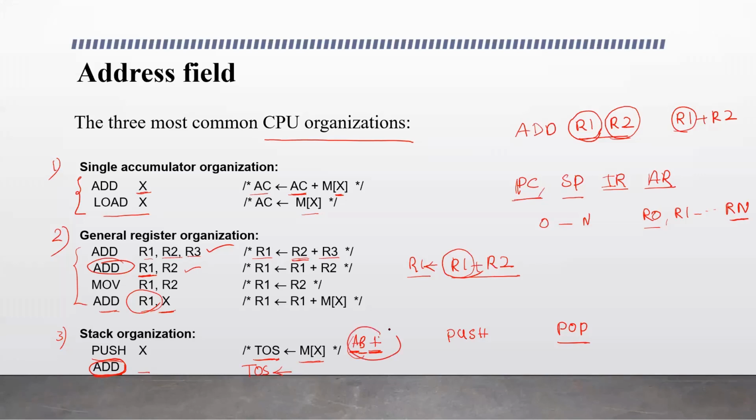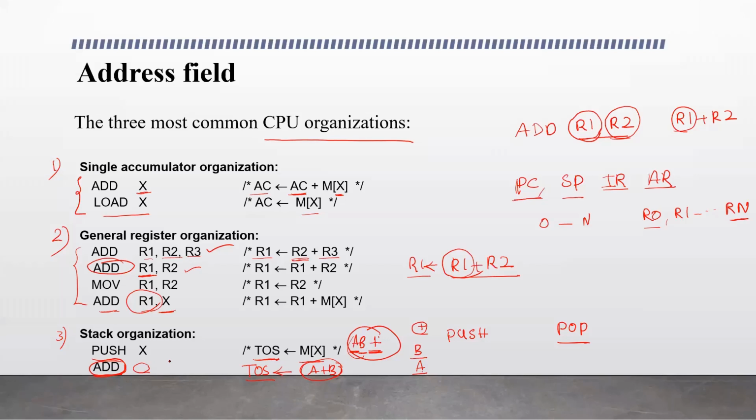Suppose this is our expression, so the stack will have A and B. A is inserted first, B is inserted. So when plus comes, it is addition. A and B are removed and A plus B is performed and the result is inserted into the top of the stack. Here there is no address field. We don't have to specify the address field because by default add instruction in stack organization computer means remove the top two elements from the stack and perform addition. Okay, hope this is clear.